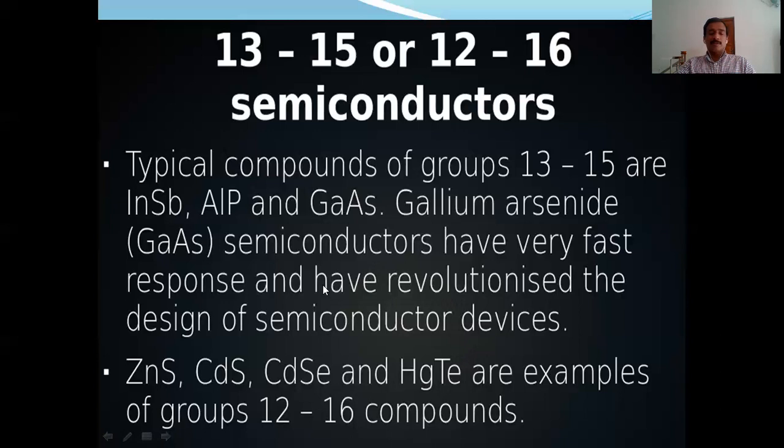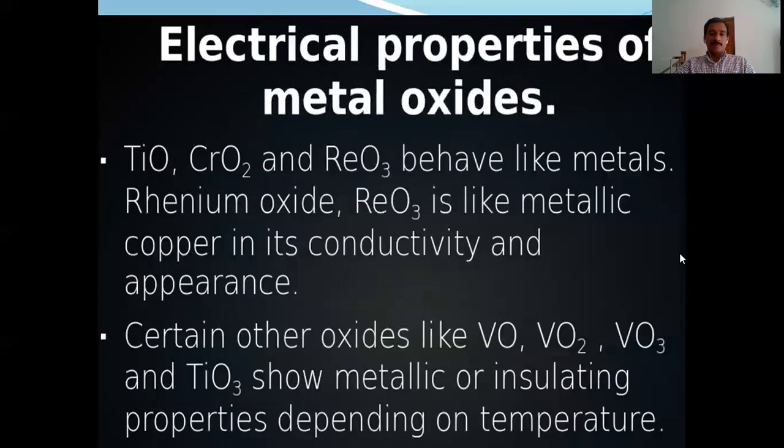So these compounds are usually known as 13-15 or 12-16 semiconductors. You have to remember some examples. And the last portion of this chapter is magnetic property. Before magnetic properties, electric properties of metal oxides.